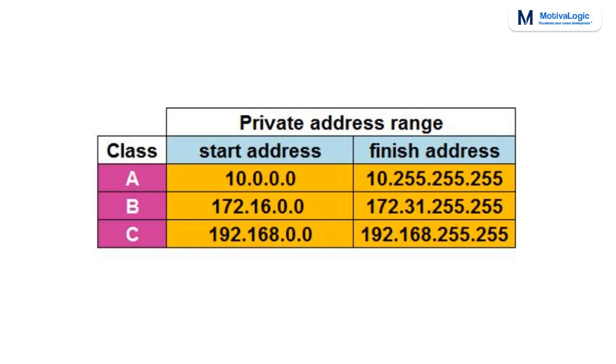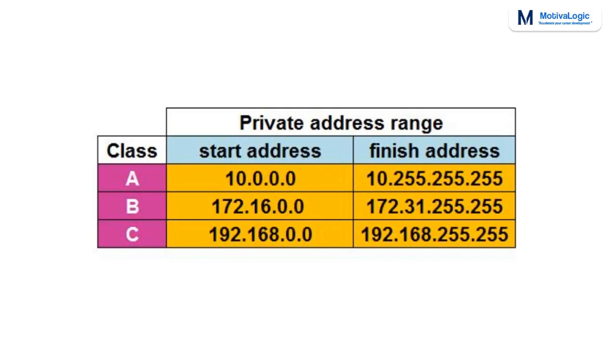The reason these particular ranges are designated for private use is to prevent conflicts with public IP addresses. These ranges are reserved for internal use and are not routable on the Internet. This helps ensure that devices within a private network can communicate with each other without interfering with public Internet traffic.